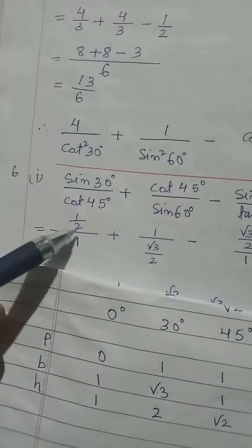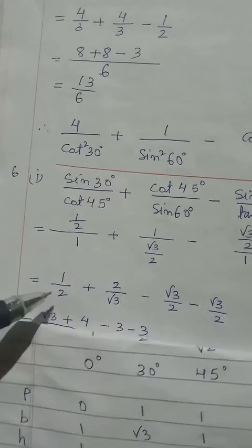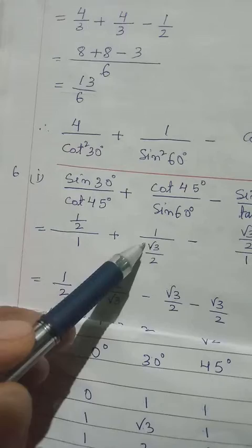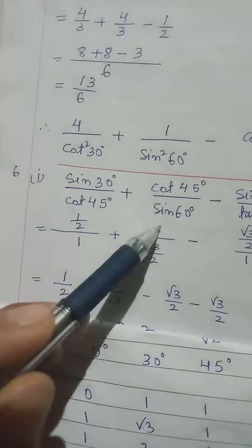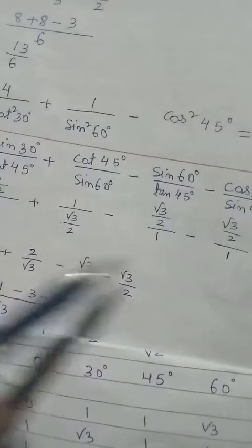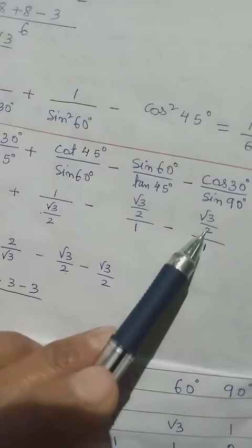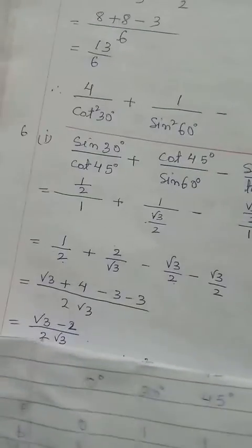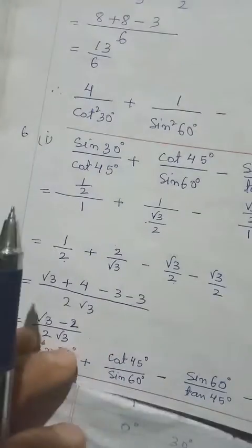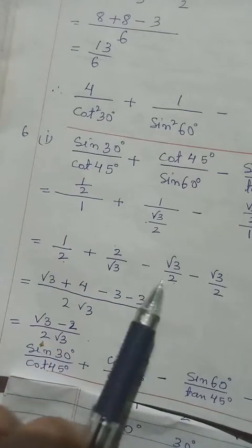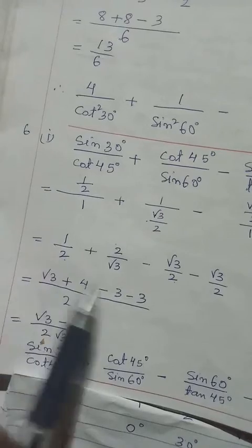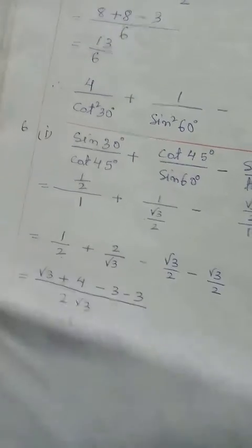So here 2 we can bring down, 2 into 1, 2. This one is divide. When you change to multiply, it will come upside down, so it will be 2 by root 3. Then 2 into 1 will be 2. Then here also 2 into 1, 2. Now we have fractions, we have to find the LCM. LCM of 2, 2, 2 will be 2. With root 3 it will be 2 root 3.